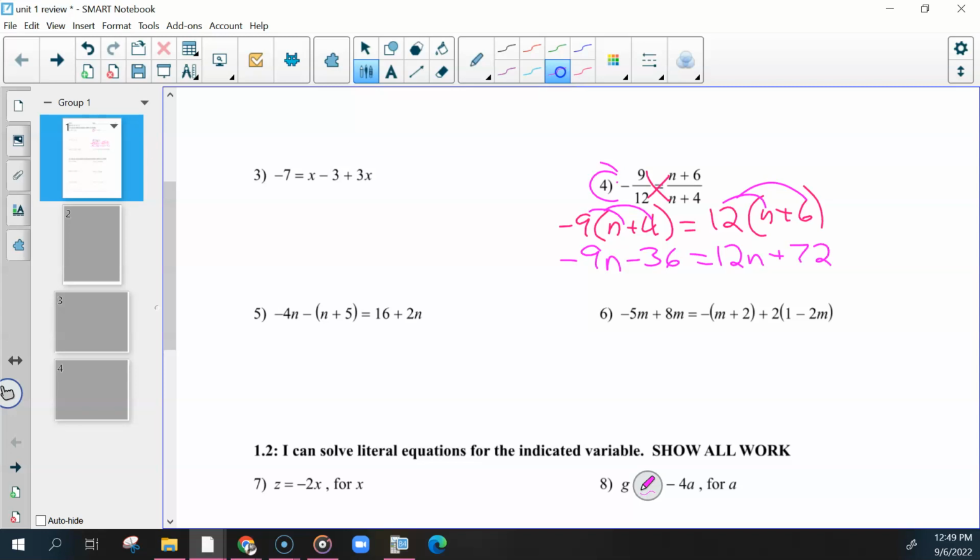And then you can move your n's to one side and your constants to the other. So let's say I want to move 9n over to make all my n's positive, and move 72 over. So we have negative 108 and 21n. And divide. And what do we get when we divide? It's going to be some decimal or fraction.